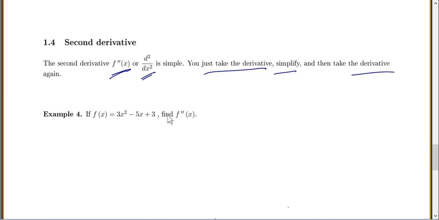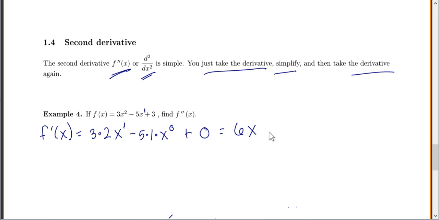So if f of x is 3x squared minus 5x plus 3, let's find the second derivative. So first, you find the first derivative. So 3x squared, you have your 3, you bring down your 2, x, drop your power by 1. Minus 5x, you can think of this as a 5 times x to the power of 1. So 5 times 1 times x to the power of 0, plus, the derivative of a 3 is just 0. Simplify: 6x minus 5, because x to the power of 0 is just 1.